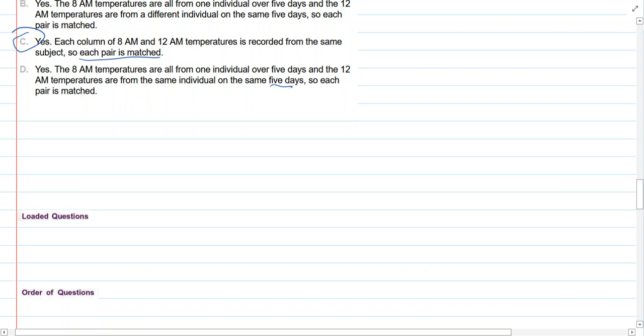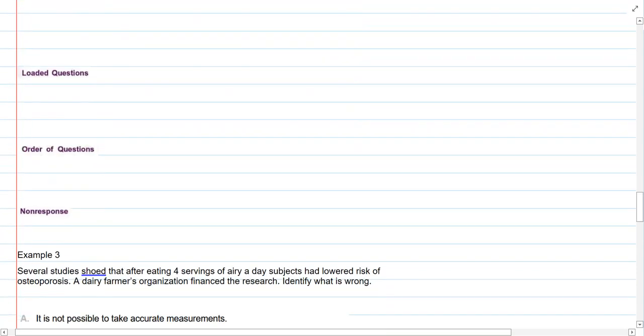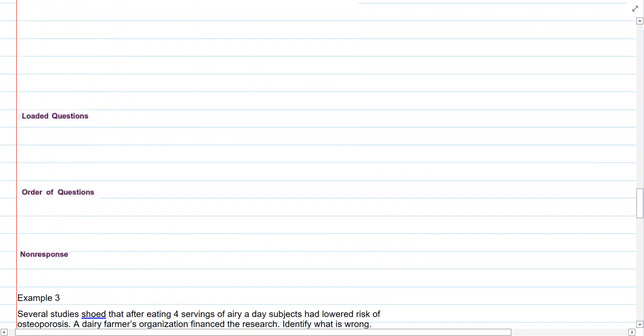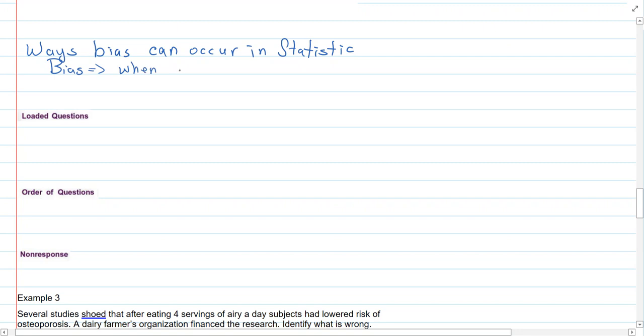Okay. Now we're on to more vocabulary. And these are ways bias can occur. Statistics. All right, well, what the heck is bias? Bias is when desired outcome from the study.